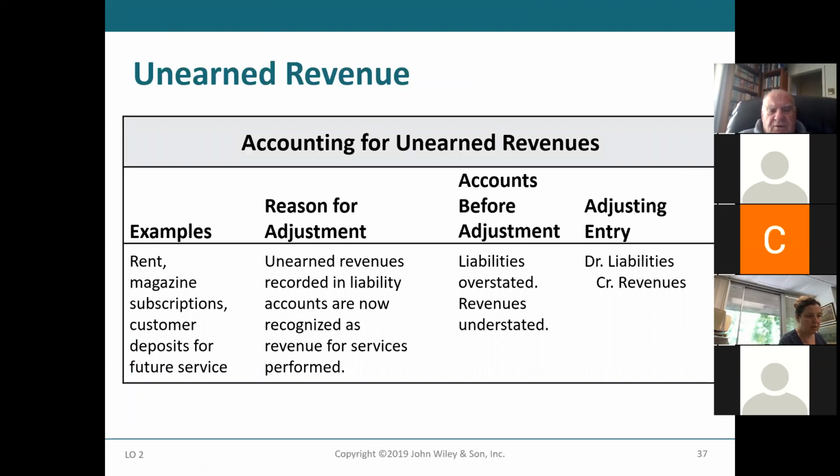Unearned revenue, they're giving you another little grid here, which I think is helpful. Unearned rent, magazines. You can think of a lot of things, concert tickets. Unearned revenues recorded in a liability account are now recognized as revenues as services are performed. Before the adjustments, the liabilities are too high and the revenues understated. So we need to write that journal entry.